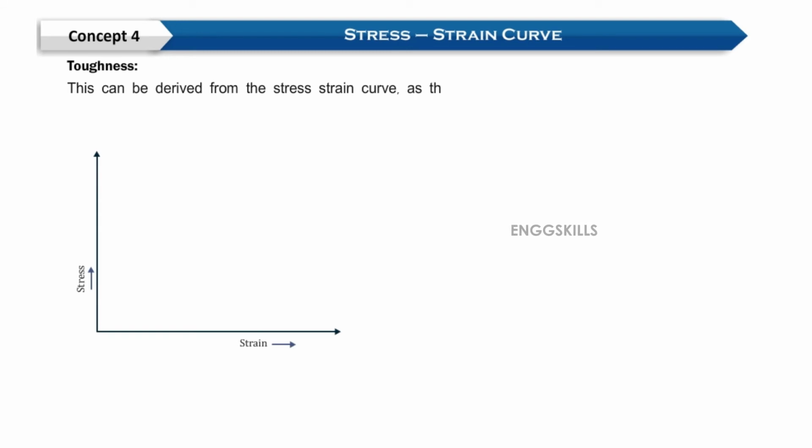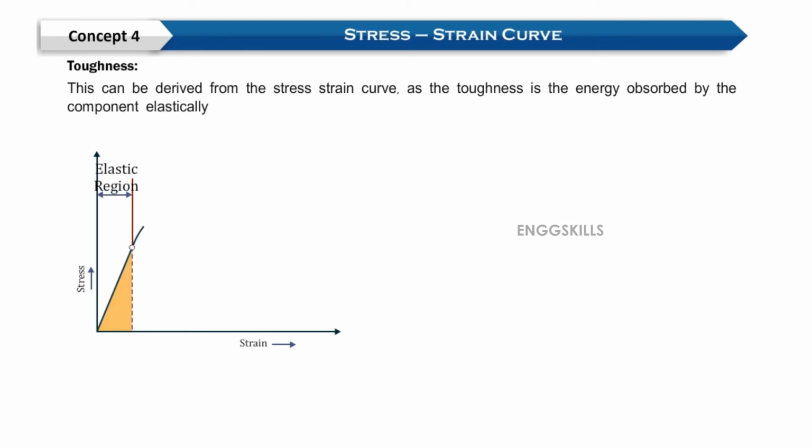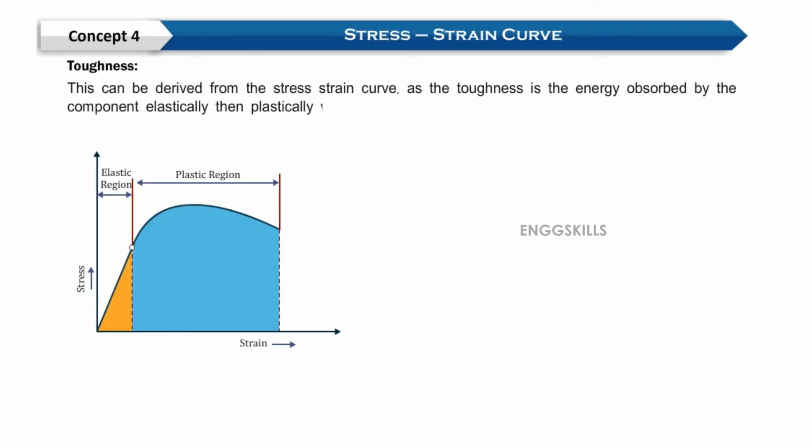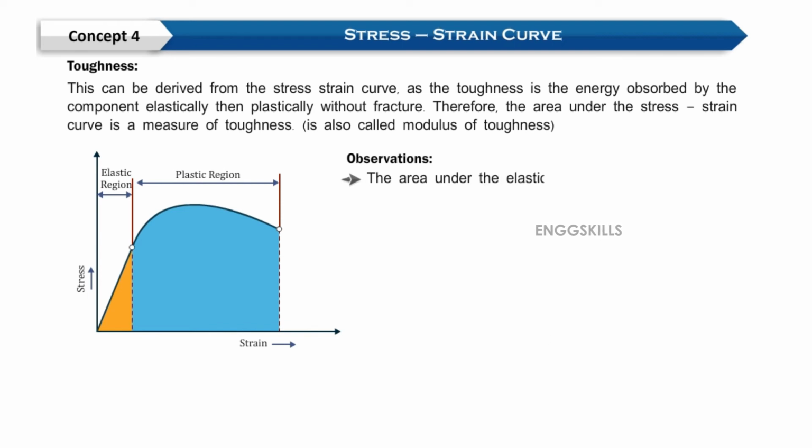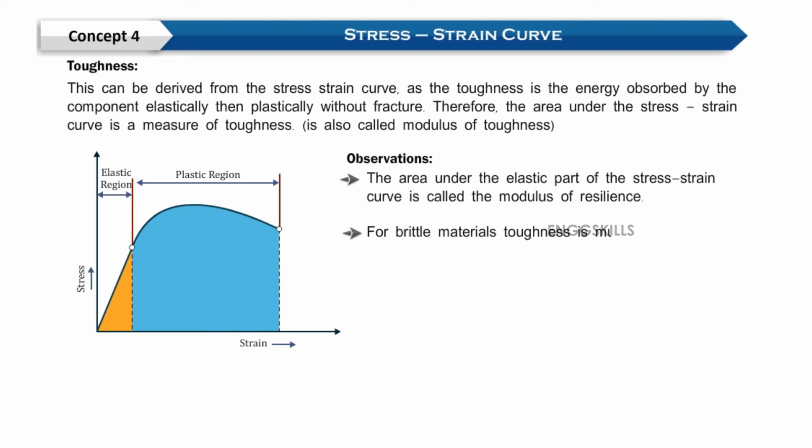Toughness can be derived from the stress-strain curve, as toughness is the energy absorbed by a component elastically, then plastically, without fracture. Therefore, the area under the stress-strain curve is a measure of toughness. The area under the elastic part of the stress-strain curve is called the modulus of resilience. For brittle materials, toughness is much smaller compared to ductile materials.